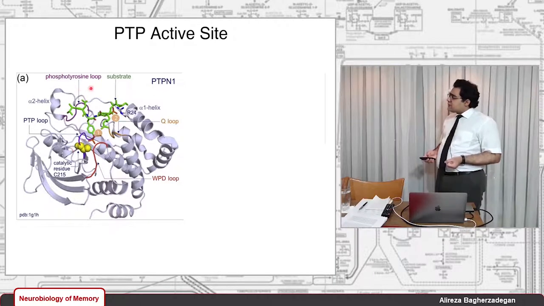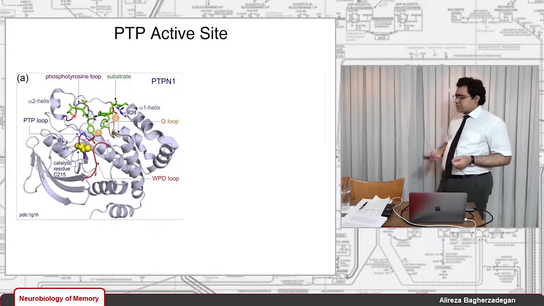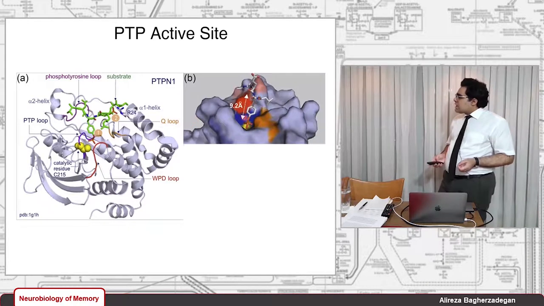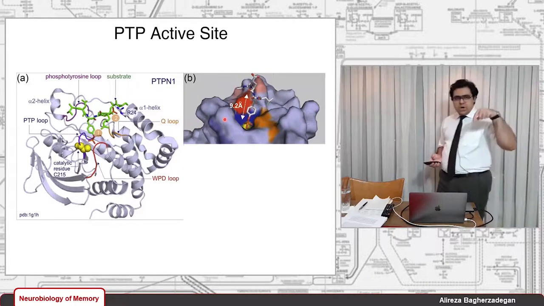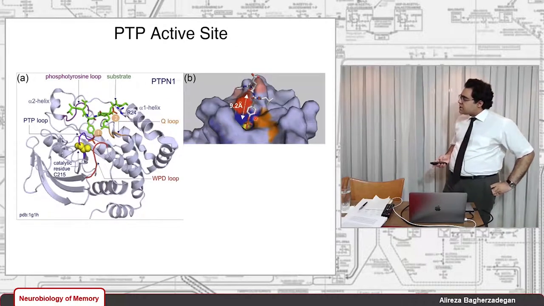There is another binding site for the substrate, which is here at this loop, which is connecting the alpha 2 helix to the alpha 1 helix. So there's a loop connecting these two helices, and this loop also has a site for binding the substrate. Here you can see the catalytic pocket. And this is a phosphotyrosine of the substrate protein, or the target protein.